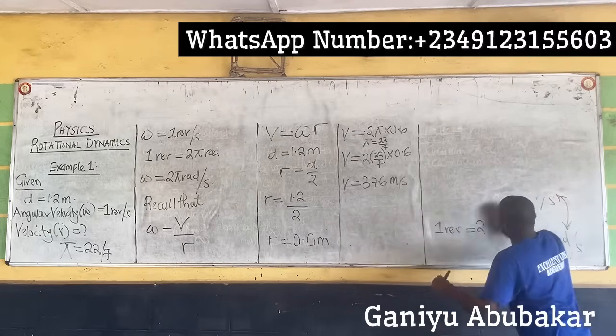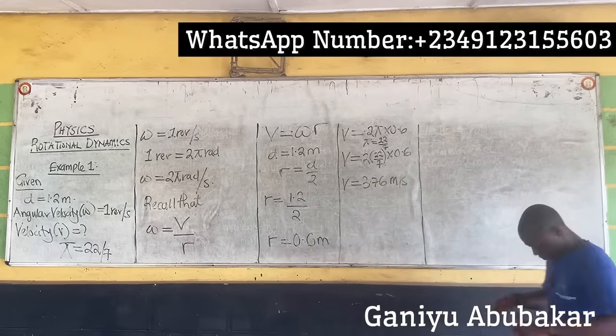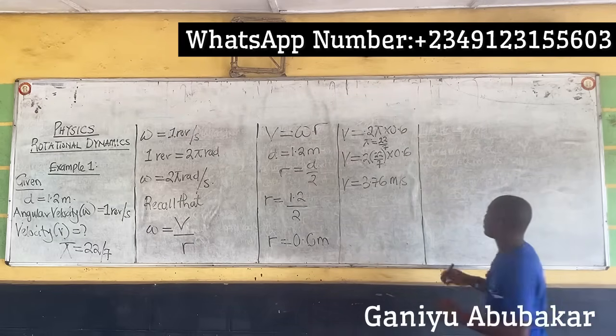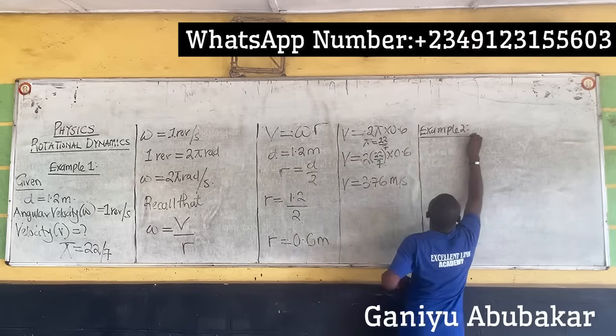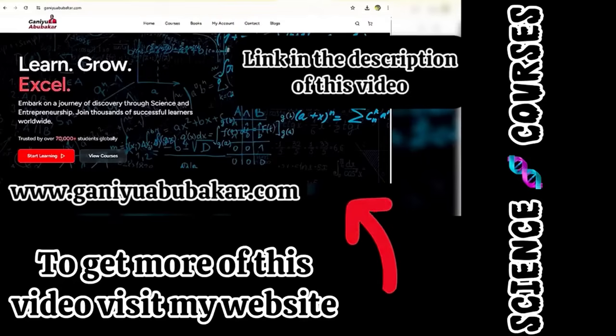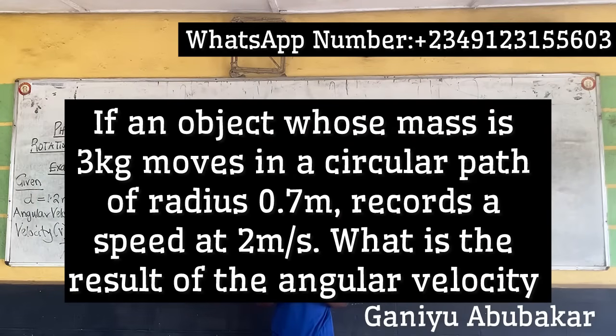Let's take example 2 and proceed. Example 2 says, if an object whose mass is 3 kg moves in a circular path of radius 0.7 meters, records a speed of 2 meters per second, what is the result of the angular velocity? That's all. So now listen, please.